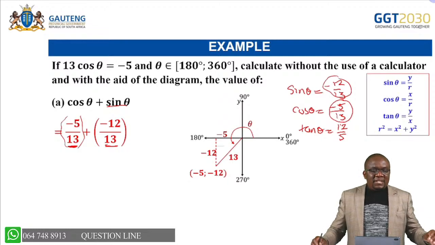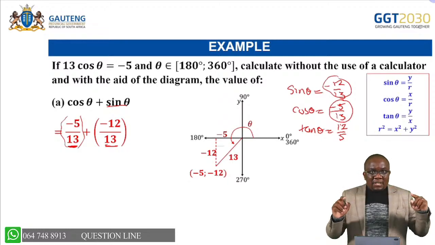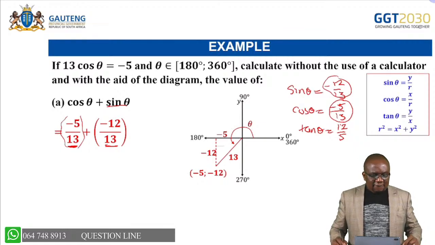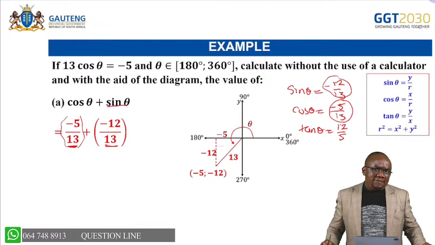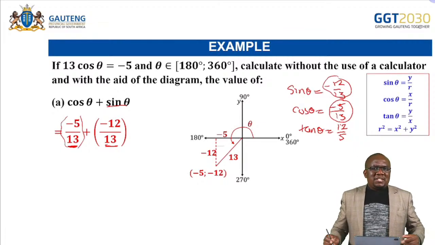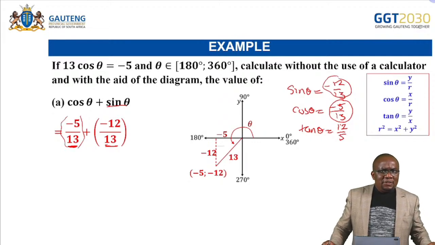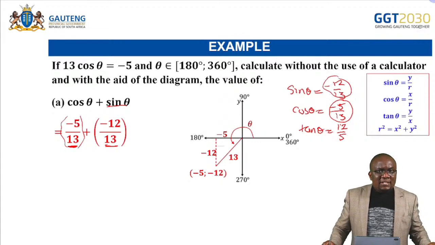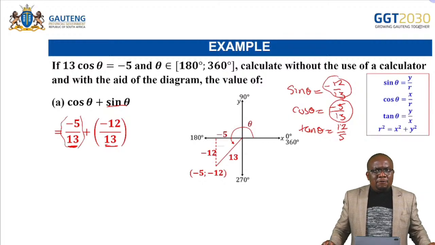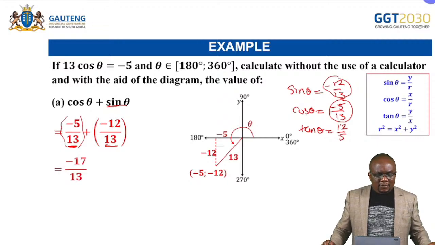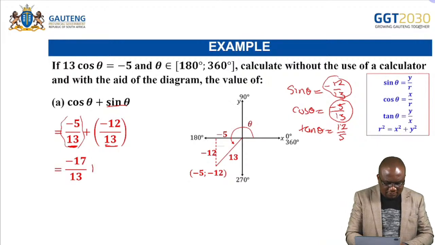So it's going to be negative 5. The top part, the numerator, is going to be negative 5 plus negative 12. What do you get? The denominator remains the same, doesn't it? Do you remember that? Let's write our answer before I show you. I want you to write the answer before I show you. Okay. Do you have this answer?